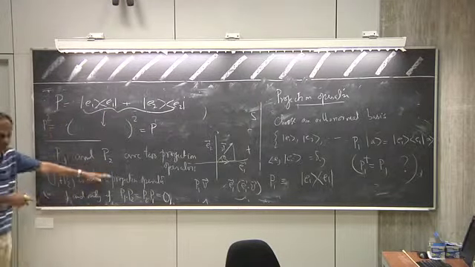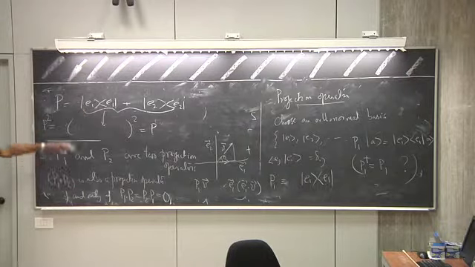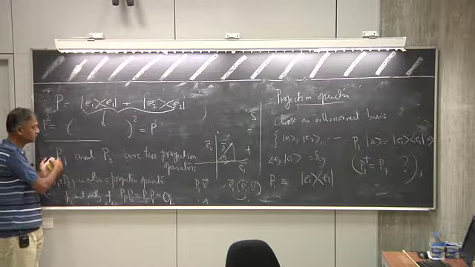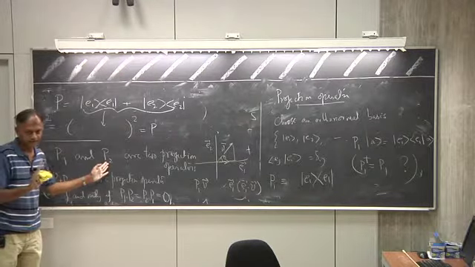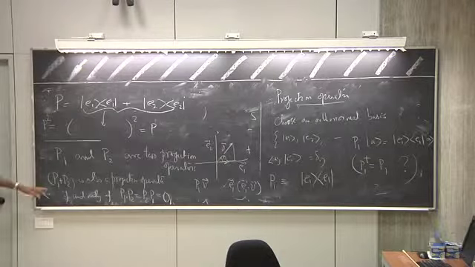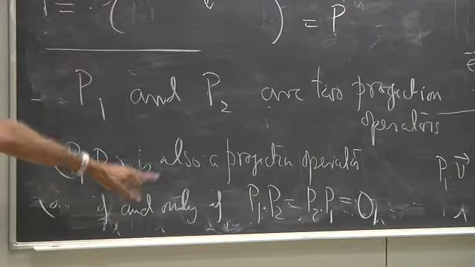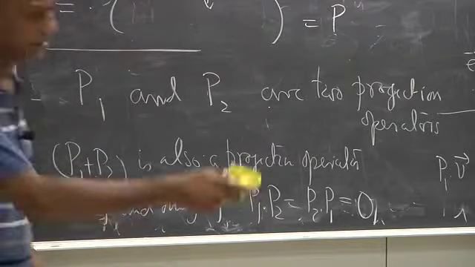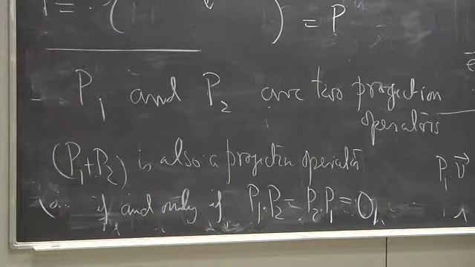But there's a general proof for this. This was a special example, but what I'm saying is that there's a general proof for arbitrary P1 a projection operator and P2 a projection operator. Only that. And then the sum is also a projection operator if and only if this condition is satisfied. You can look at the proof. I think it's in the beginning of page 118.